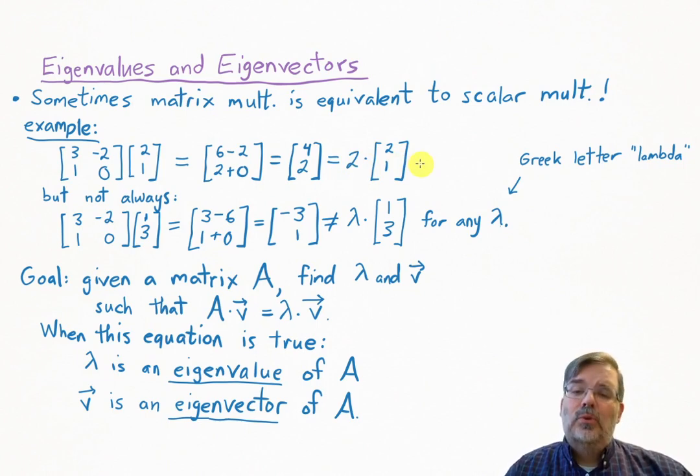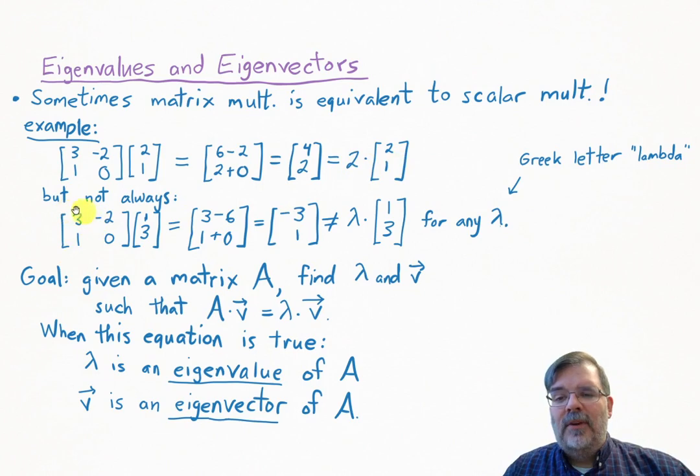Now, this is certainly not always the case. In fact, it's usually not the case. For example, if I multiply this matrix times the vector 1, 3, the result is the vector -3, 1, and -3, 1 is not equal to any constant times 1, 3, no matter what constant you use here. Now, mathematical tradition is that for this constant, we'll use the Greek letter lambda.